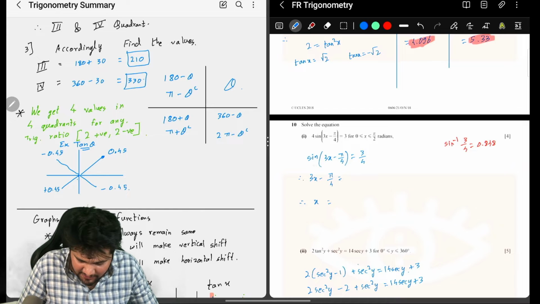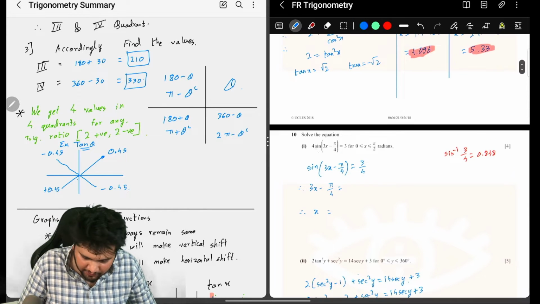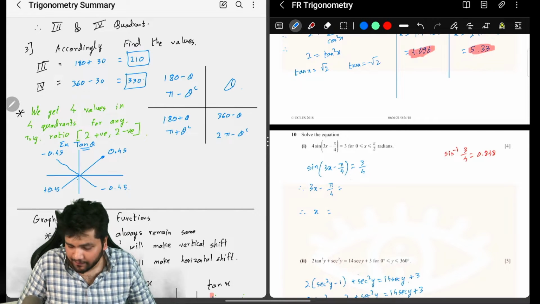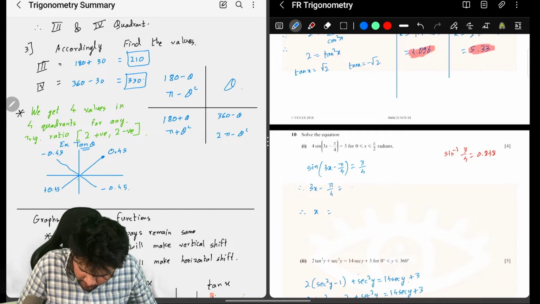Second thing, as you can see, it is sine, and there is this minus pi by 4 phase shift we say. So what we'll do, I'll just move this 4 to the other side. I'll get sine of 3x minus pi by 4 as 3 by 4. So sine inverse of 3 by 4 will give me 0.848. So we'll get 3x minus pi by 4 is equal to 0.848.